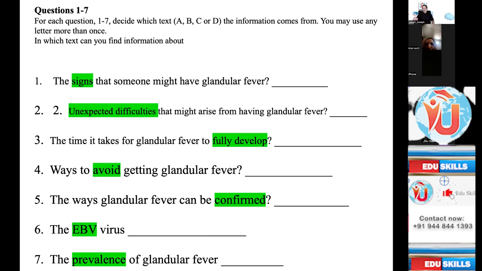And the prevalence of glandular fever. Description. And the answer key is wrong, okay? In this case, the answer key is wrong. Seventh answer, they have said B, diagnosis. It can never be in diagnosis, okay? The answer key is wrong. The prevalence of glandular fever. Prevalence means what percentage of people have this glandular fever? All those things will definitely come under description. So easy. Within a minute you can get 7 marks. Cool. 70 plus. As cool as that.